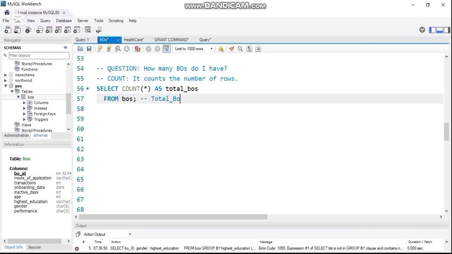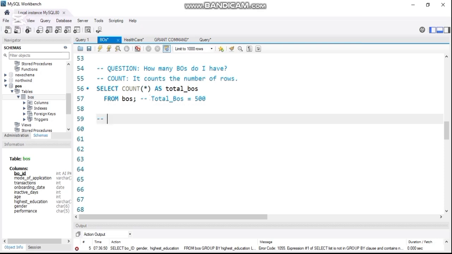If you want to know the number of products, the number of employees, or the number of rows, you use count. That is what count does for us in our SQL.